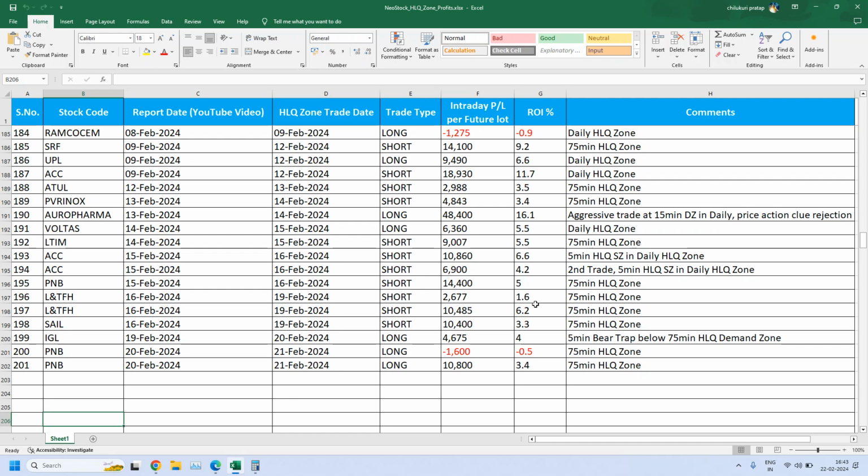Which level? 5 minutes and 15 minutes level. Above 15 minutes, we don't compromise. At 15 minutes or 5 minutes level, sometimes you compromise. Even if the leg out is not great, you will accept that as a zone. That way you will compromise. Sometimes.